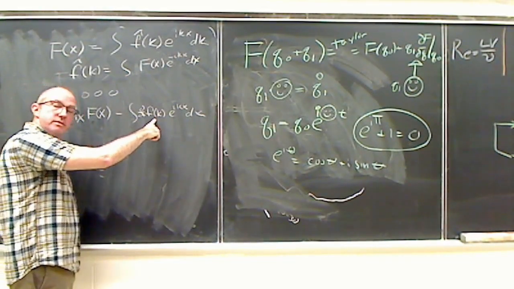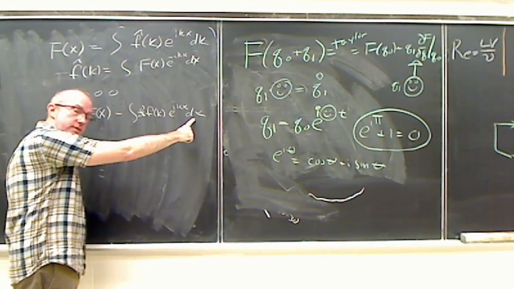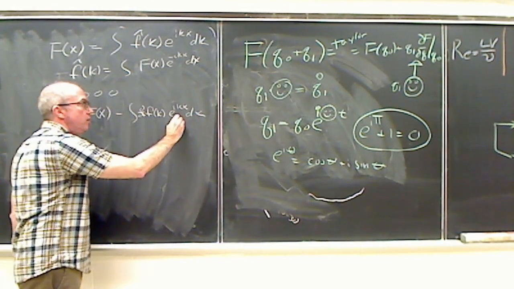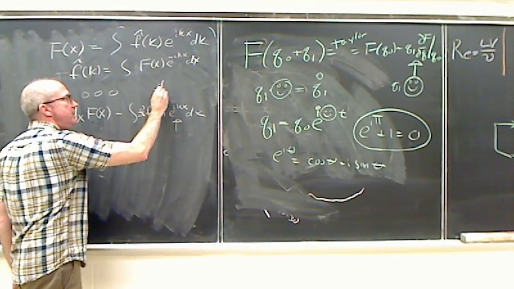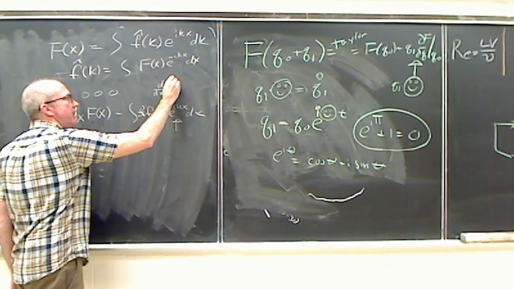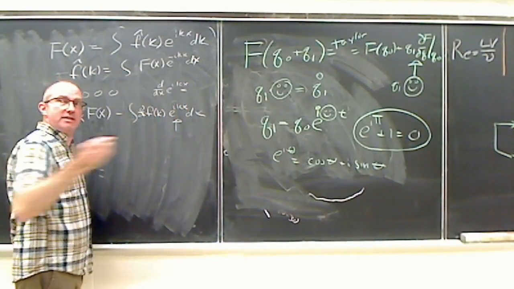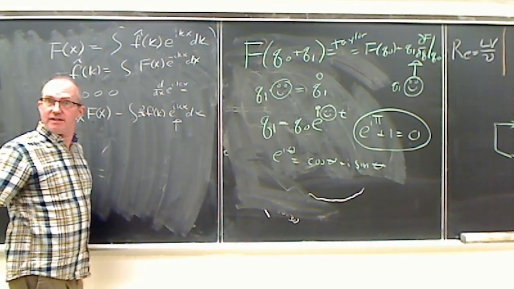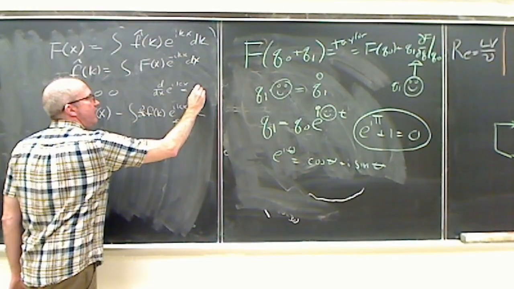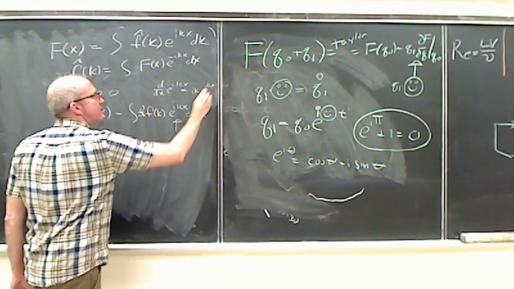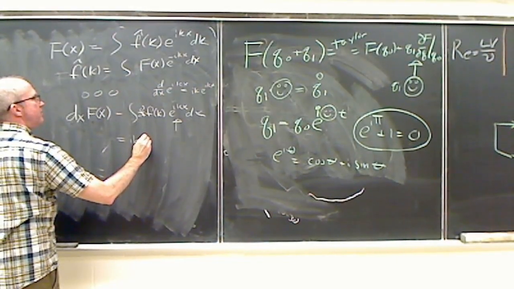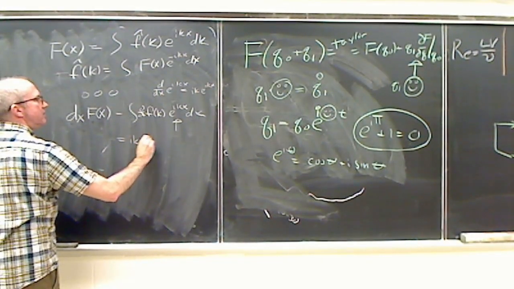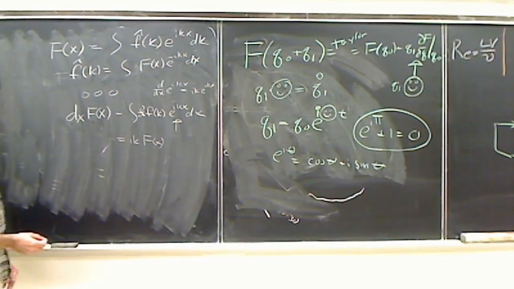This doesn't depend on x. This doesn't depend on x. The only thing that depends on x is that. And I know what that is. d by dx of e to the i k x equals what? i k e to the i k x. So this is just i k times f of x.